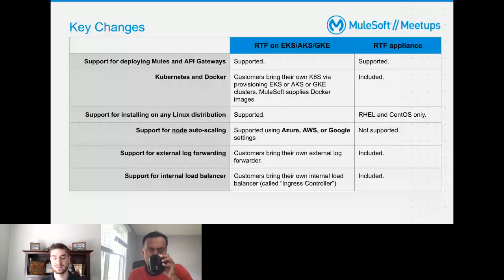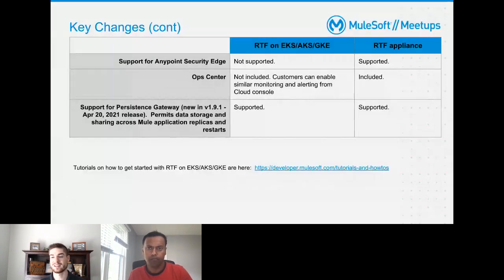Continuing on with the comparison, the Anypoint Security Edge policies are not supported with the Kubernetes approach, but it is with the appliance version. And that's going to give you policies such as your web application firewall, DDoS protection, as well as IP whitelisting. Ops Center is a monitoring and administrative interface that is included with the appliance, but not included with the Kubernetes approach. However, through Kubernetes configuration, you can accomplish similar features.